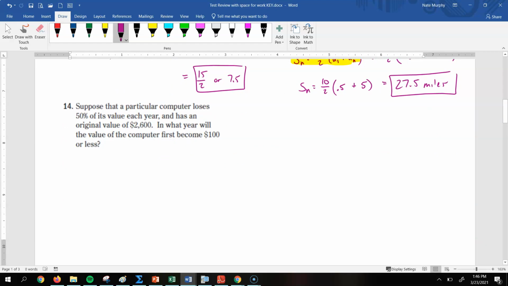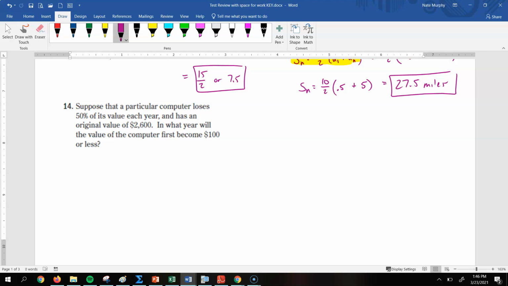All right, let's look at number 14. It says, suppose a particular computer loses 50% of its value each year and has an original value of $2,600. In what year will the value of the computer first become $100 or less? All right, so for this one, this is a depreciation problem. So it's losing 50% of its value each year. So we're going to take 100%, because that would represent the original value, minus 50% would be 50%. And so it's keeping 50% of its value.